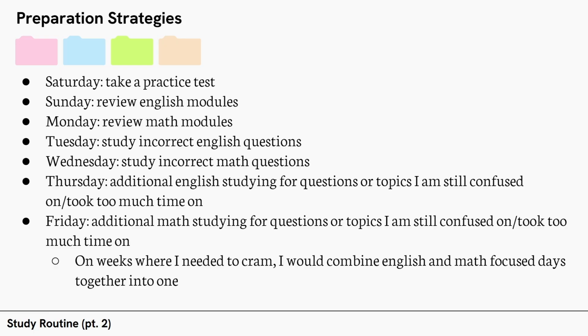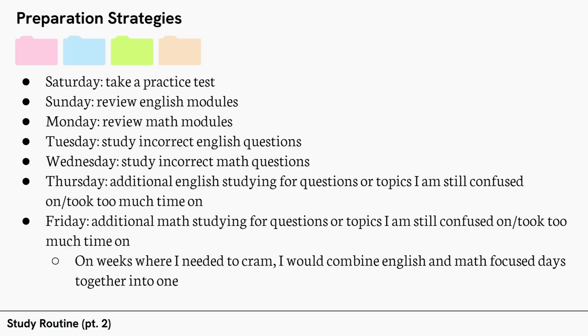Alright, so here's the routine that I used for the SAT. As you can see, on Saturdays I took a practice test, and on Sunday and Monday I would review each of the subject modules. So on Sunday I reviewed English modules, while on Monday I reviewed the math modules. And on Tuesday and Wednesday I would study the incorrect questions I got per module. And on Thursdays and Fridays I would do additional studying for topics I was still confused on or I took too much time on. And on weeks where I needed to cram, really cram, I would combine English and math focused days together into one.